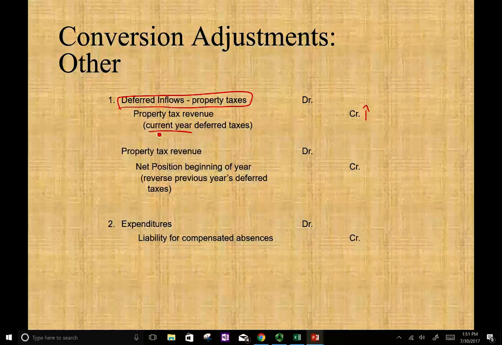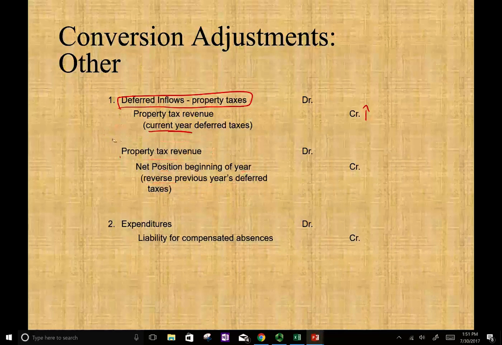Now, this is for the current year. Here's what you need to remember. Just like what we did when we did long-term assets and long-term liabilities, those entries are only worksheet entries. What does worksheet entry mean? It means they don't make it to the general ledger. We don't book those entries. They are not reflected in the actual account. They are not posted. Any entry we did in the prior year will need to debit revenue and credit net position, beginning of the year. This is to reverse the previous year deferral.